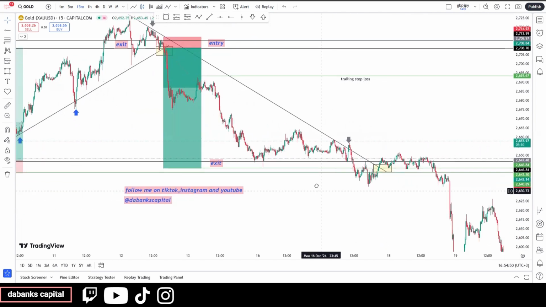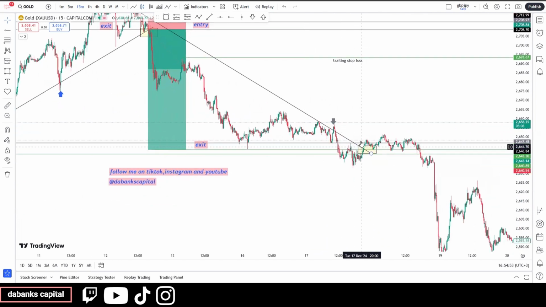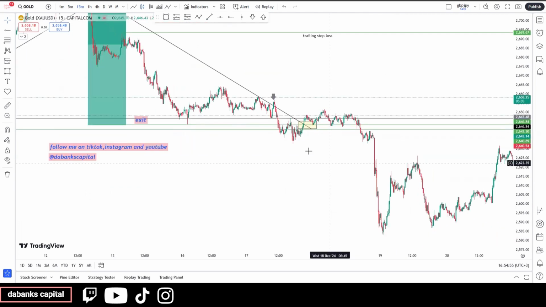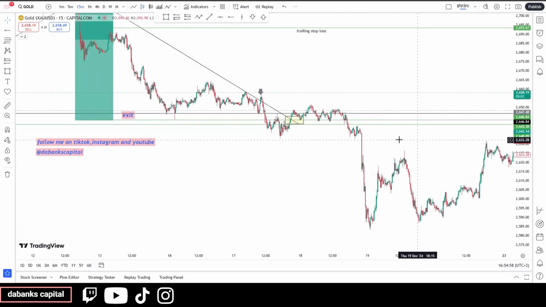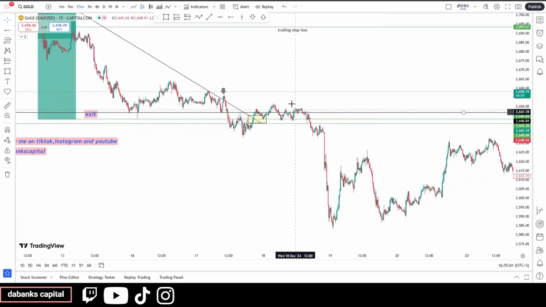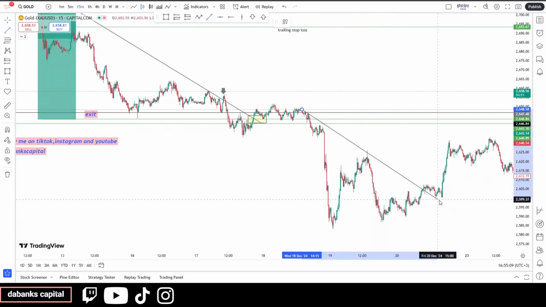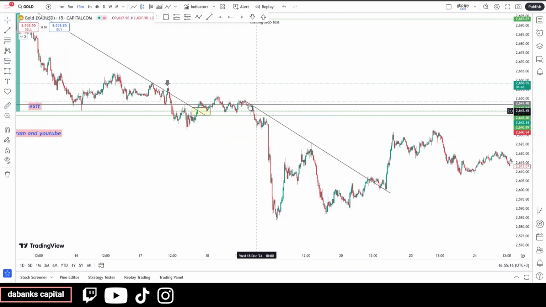After entering there, I put my stop loss next on the lower high based on your risk management. Then I will draw another trend line from here to here, or let me say the recent trend line is from there to there. Now, if this trend line has been broken, I think there is our exit.